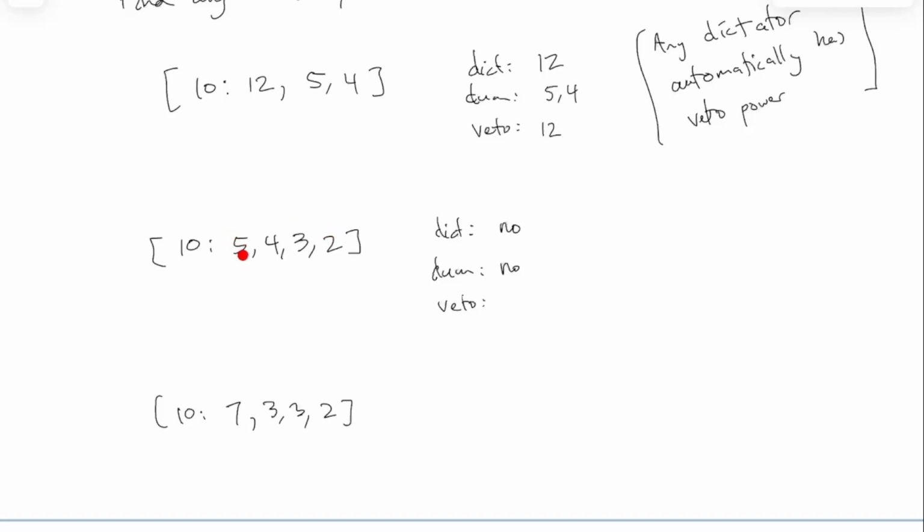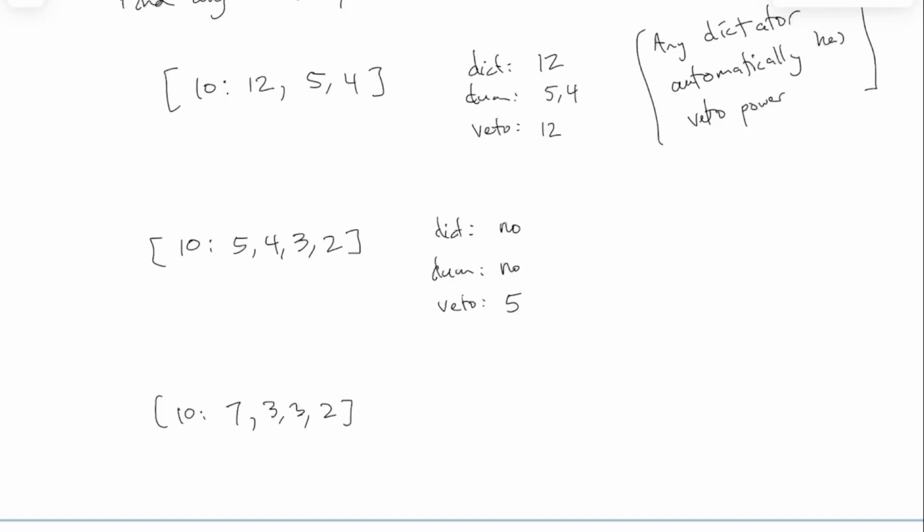We should look at the 5. Is the 5 necessary to make it to 10? I think it is, because if I add the others together, it only adds up to 9. And so this 5 is required to make it to 10, which means the 5 has veto power. I hope that's what you all said.